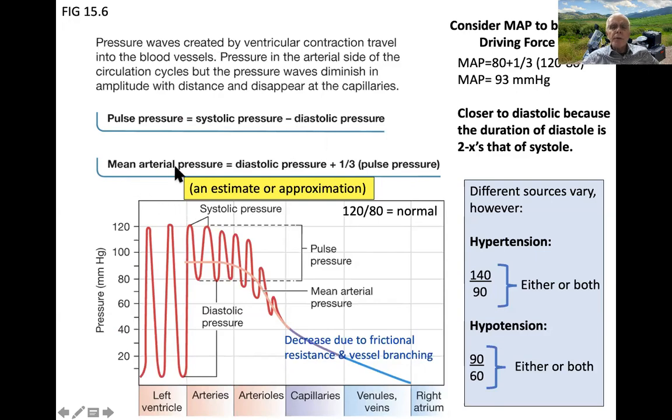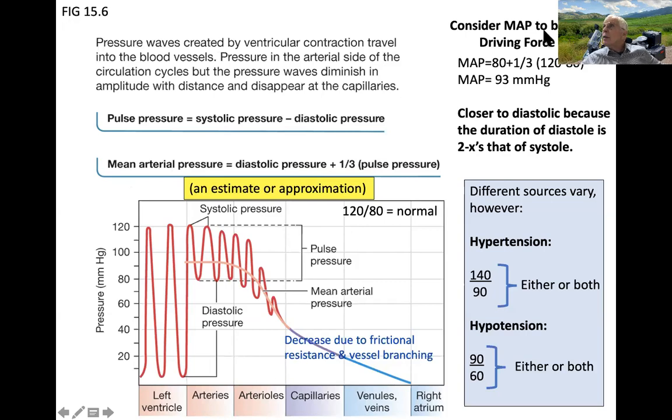The mean arterial pressure is something that we want to pay attention to because it's the driving force that creates the pressure differences downstream. The mean arterial pressure can be estimated, and I've underscored this and put it in yellow for you because it is an approximation. In equation form, we can say that it is approximately equal to the diastolic pressure plus 1/3 the pulse pressure. And again, that's an estimation.